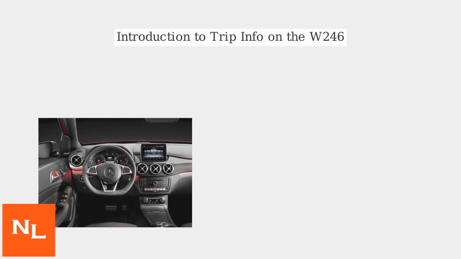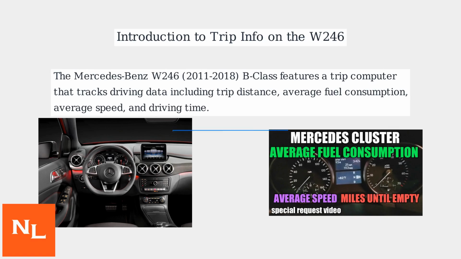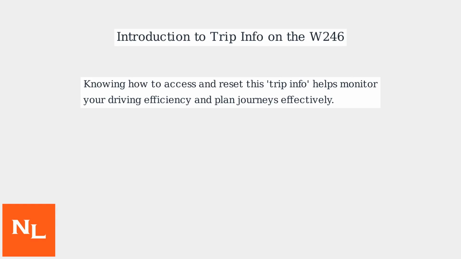The Mercedes-Benz W246, produced from 2011 to 2018, is the B-Class compact MPV that includes a built-in trip computer for tracking your driving data. This trip computer monitors key information such as your trip distance, average fuel consumption, average speed, and total driving time. Understanding and using this trip info allows you to monitor your driving efficiency and better plan your journeys.